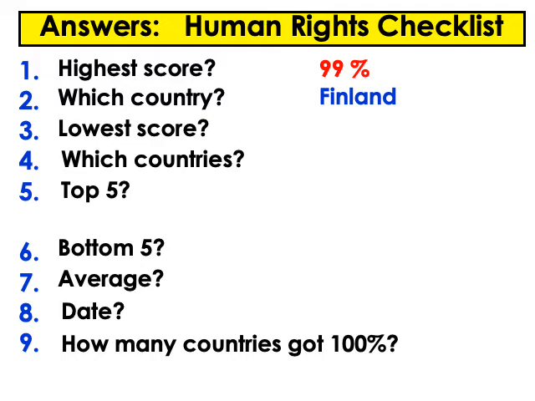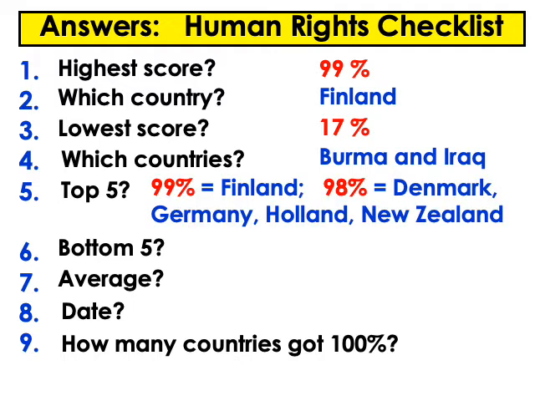What's the lowest score on this list? It was 17%. Whoa! Which countries had 17%? 2 of them, Burma and Iraq. 17% is terrible. That means almost all the rights are denied in those countries. What are the top 5 countries on that list? Well, Finland's 99. You have 4 countries at 98. Denmark, Germany, Holland, New Zealand were all 98%.